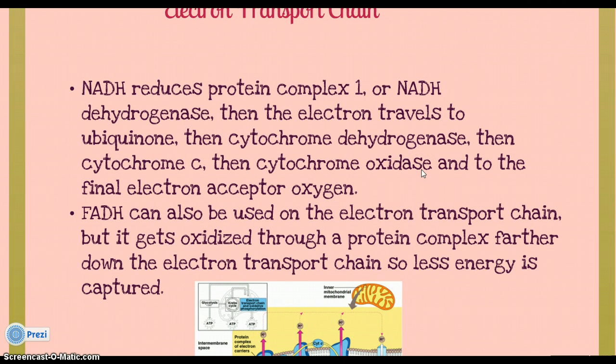Okay, the electron transport chain. NADH reduces protein complex 1, or NADH dehydrogenase, and the electron travels to ubiquinone and goes to cytochrome reductase, and the cytochrome C, and the cytochrome oxidase, and to the final electron acceptor, oxygen. FADH2 can also be used in the electron transport chain, but it gets oxidized through a protein complex farther down the electron transport chain, so less energy is captured.